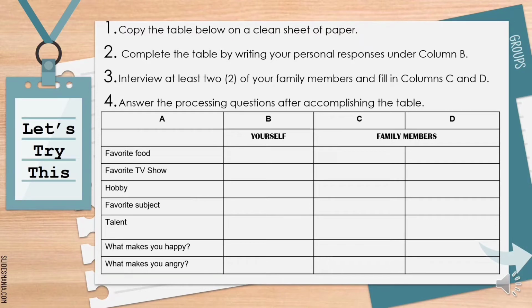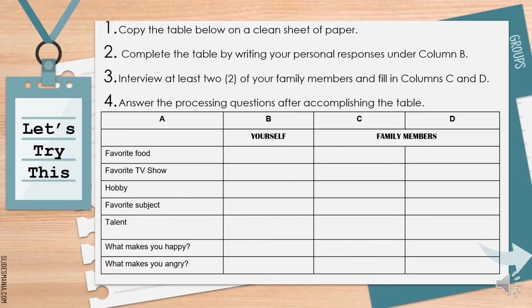In column B, you need to write about yourself: your favorite food, favorite TV show, hobby, favorite subject, talent, what makes you angry or what makes you happy. Same with the 2 members of your family in column C and column D, you need to write their favorite food also, favorite TV show, hobby, favorite subject, talent, and what makes them happy and what makes them angry.